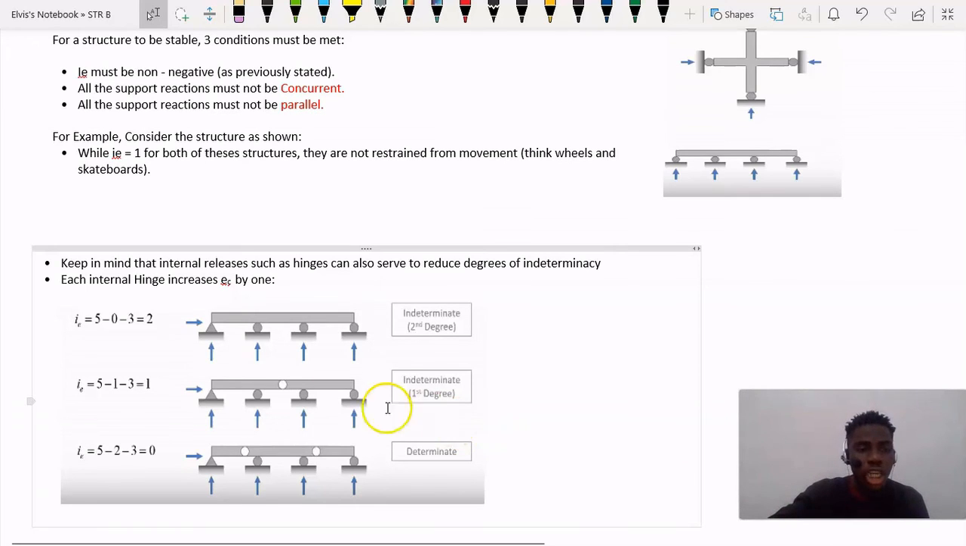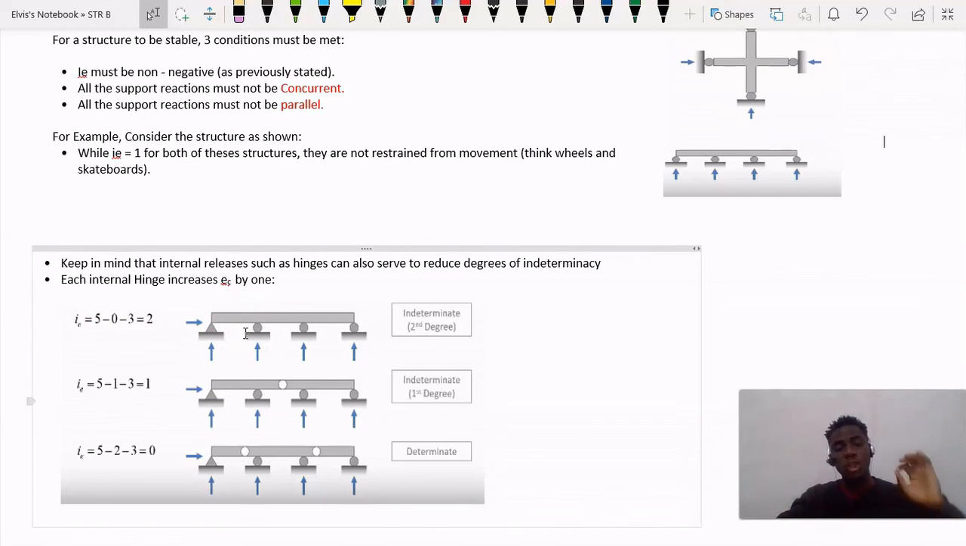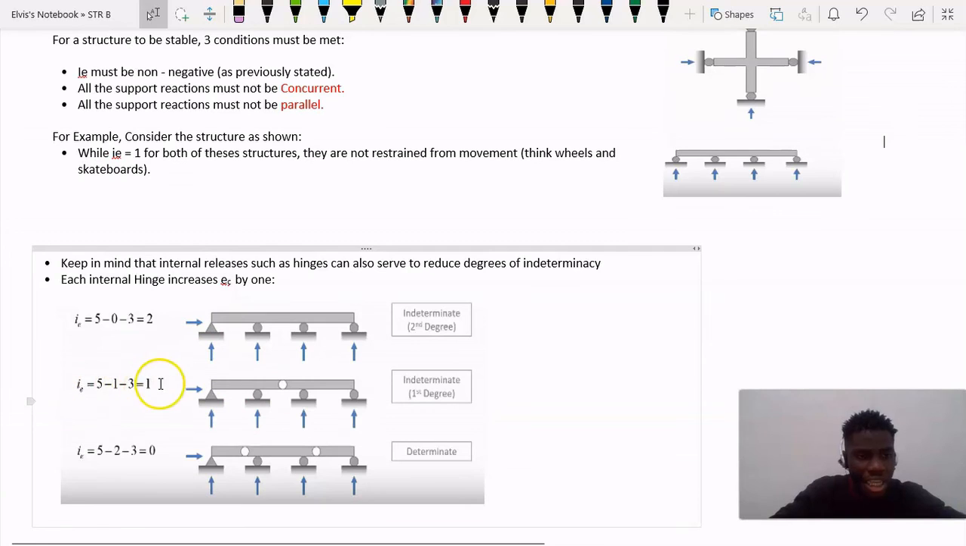Okay, guys, so each internal hinge increases E sub C by 1. Now guys, if you take a look at this beam, this is a beam that is indeterminate to the 2nd degree, right? Because we have more unknowns than the equations of equilibrium, so I sub E is equal to 2. But guys, if we introduce a hinge inside this beam, now I sub E is going to be equal to 1.